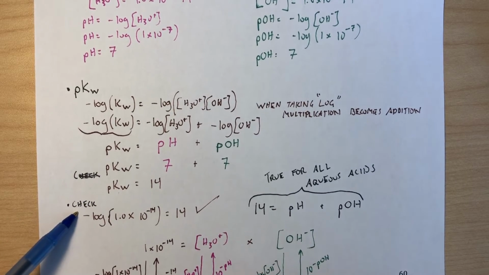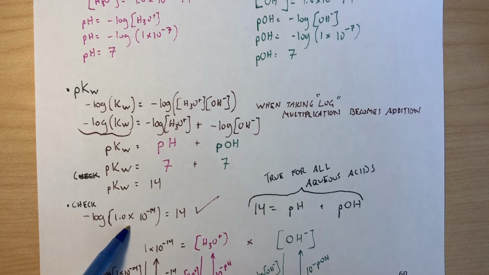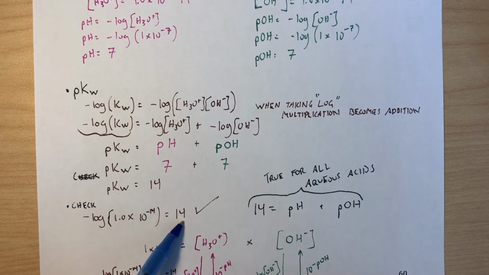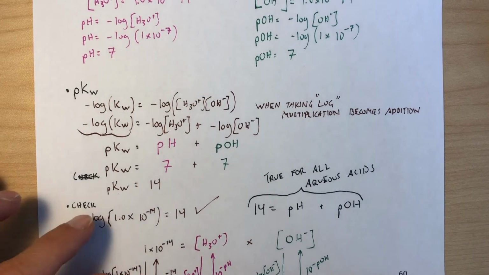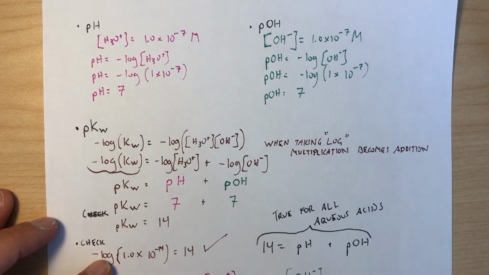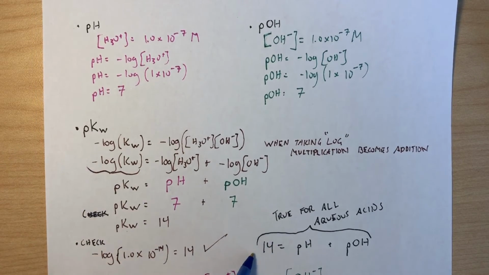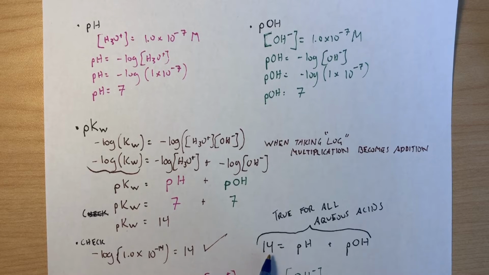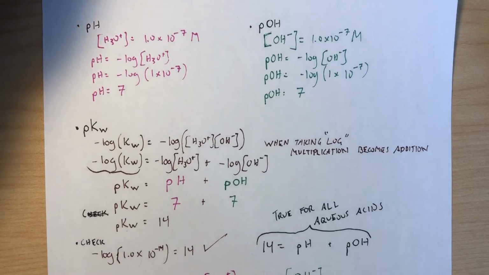The Kw for water is always equal to 1 times 10 to the negative 14. When we take the negative log of that, we get 14. So that checks out. These relationships are very important because they are true for all aqueous ions, aqueous acids. So having the pOH plus the pH being equal to 14, we can always take that as a constant relationship. So here we have 14 is equal to pH plus pOH. For water, that's 7 and 7.